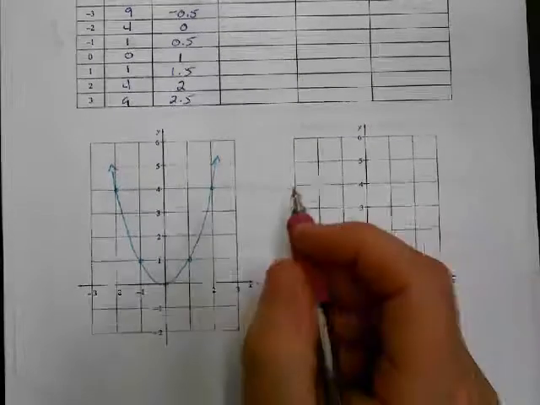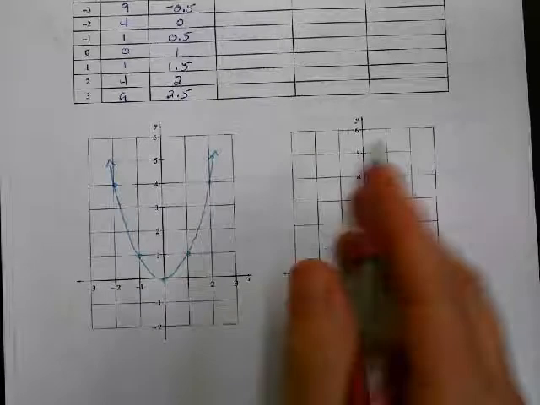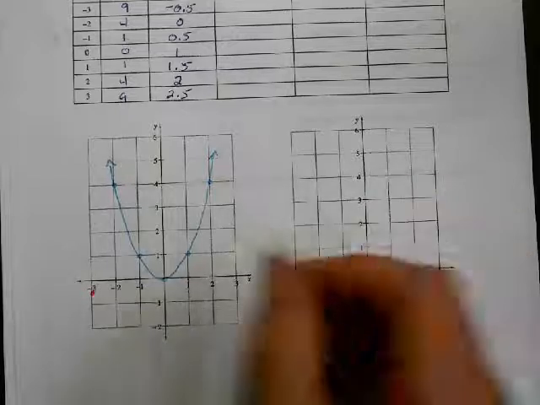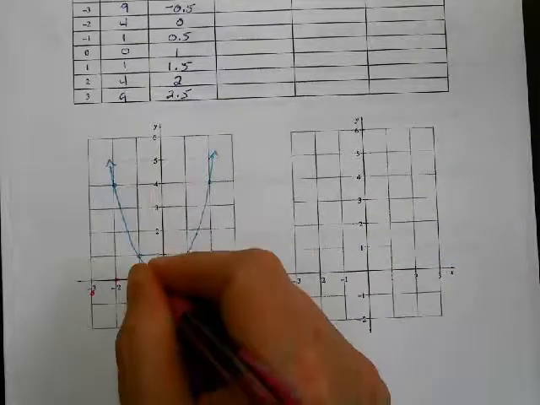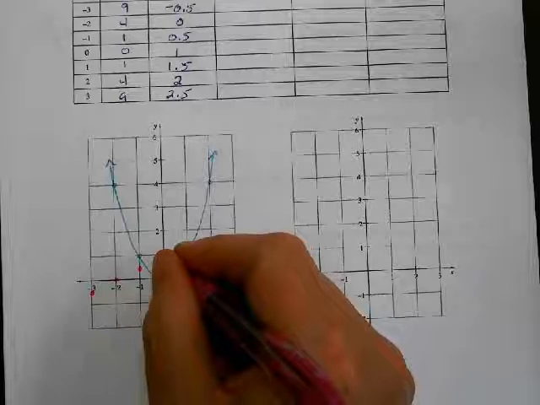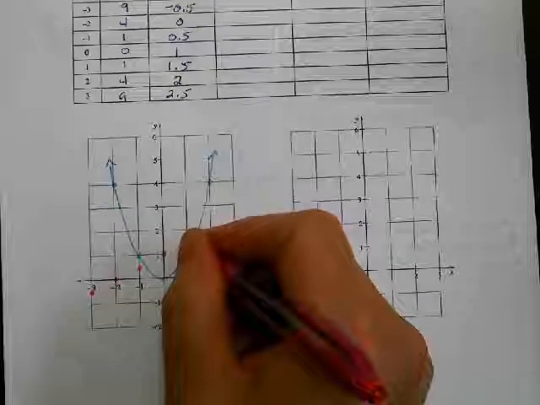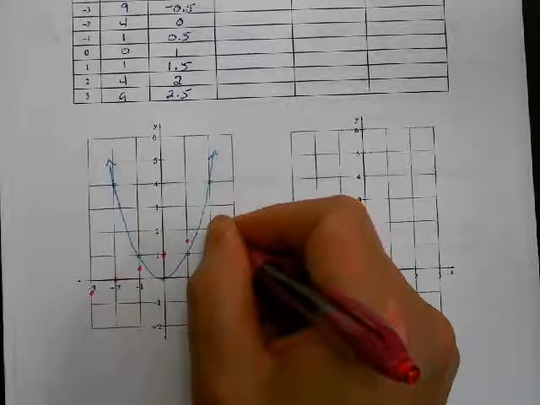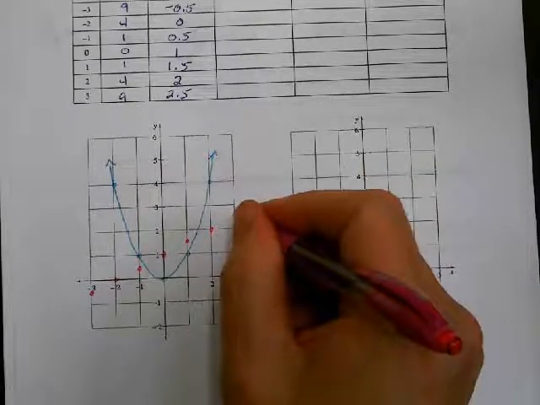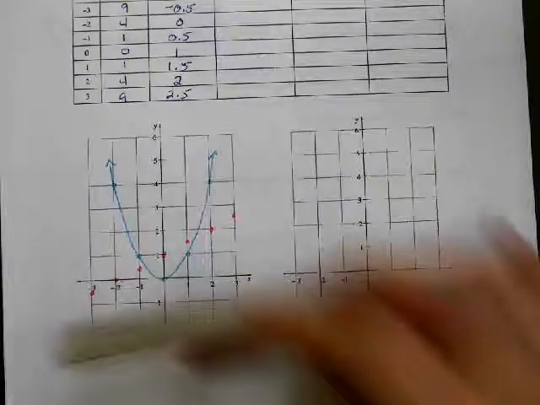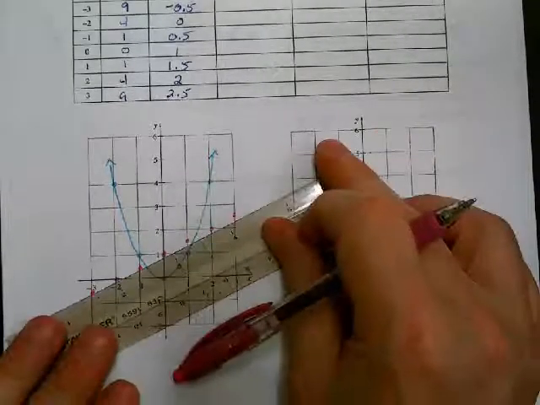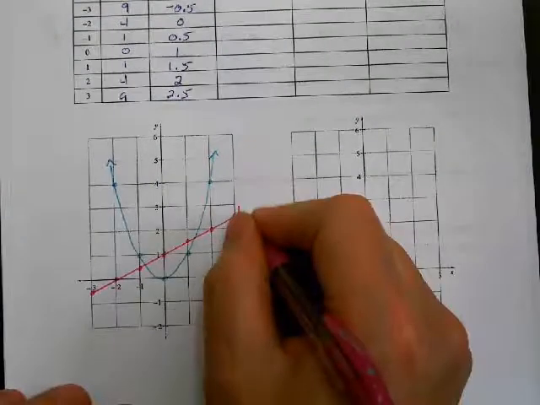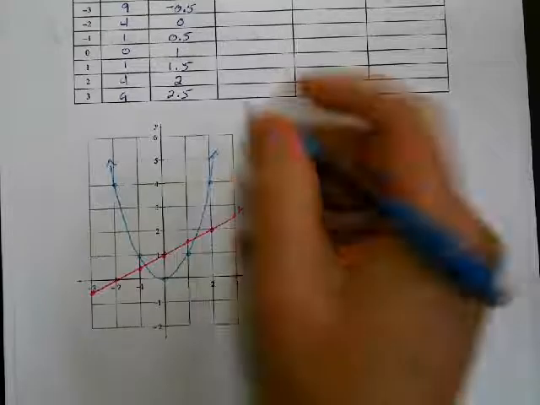My other graph, if I plug in the points, -3, -0.5, that's right here. And then I've got -2, 0, -1, 0.5, 0, 1, 1, 1.5, 2, 2. Yeah, 2, 2. Starting to second guess myself here. All right, and there's my linear equation. So this is h of x, and this one over here is f of x.